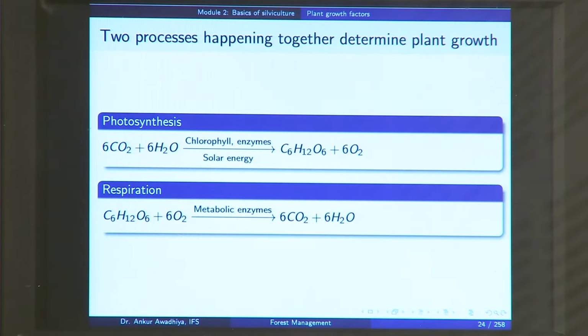So, what we are saying here is that in the process of photosynthesis, carbon dioxide is being taken from the atmosphere and deposited in the bodies of the plants, whereas in the process of respiration, the sugars that are there in the bodies of the plants are being burnt, they are being utilized for energy, and in this process carbon dioxide is being released back.